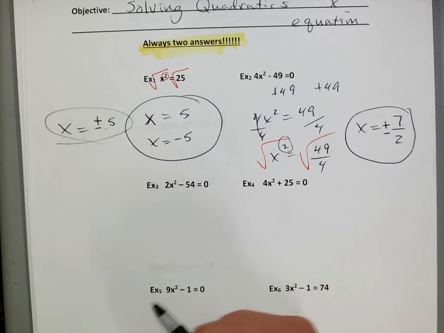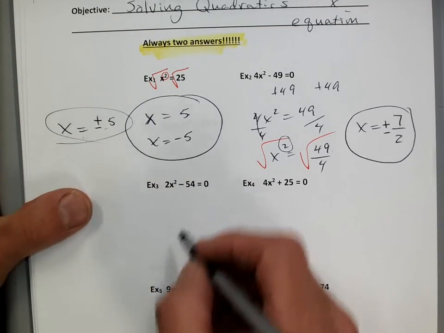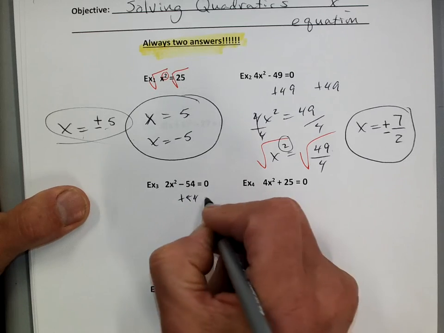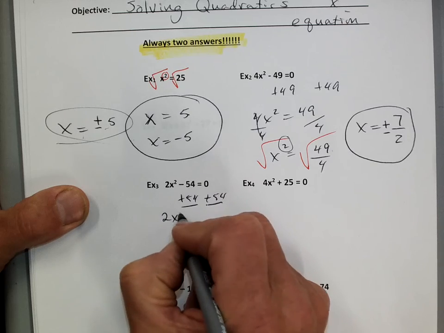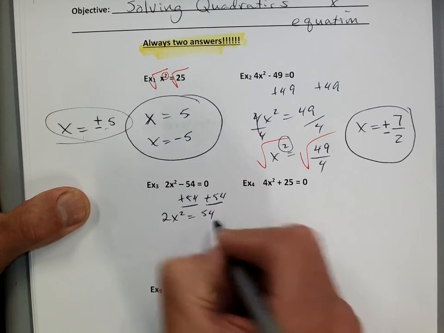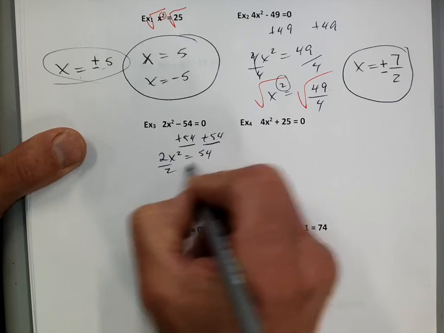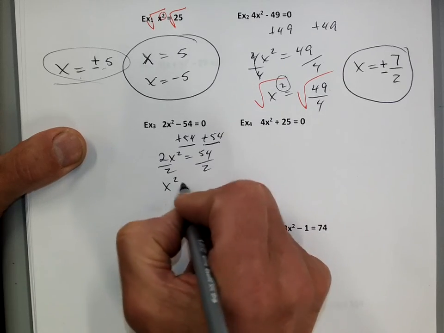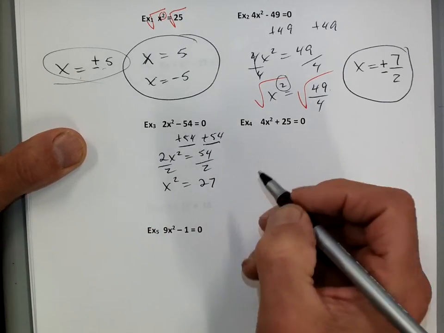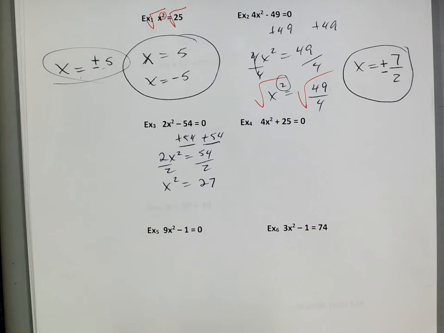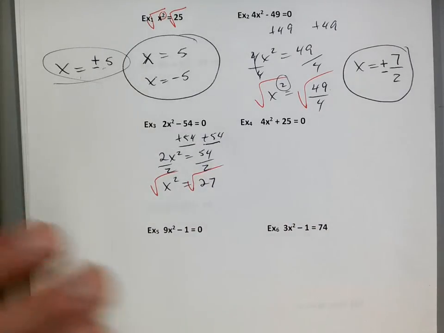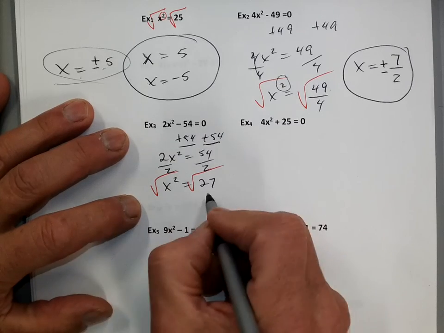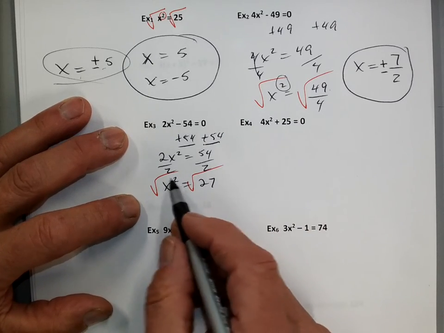Number 3, we're just going to keep solving. Okay, so I'm going to go plus 54, right? And I got 2x squared equals 54. Divide by 2, x squared equals 27. Now, when I take the square root of 27, I'm going to get an ugly decimal, but I don't want that. What I'm going to do is do what we've been doing all week long, and so I'm going to break 27 down. Square root, because that cancels the square, right?